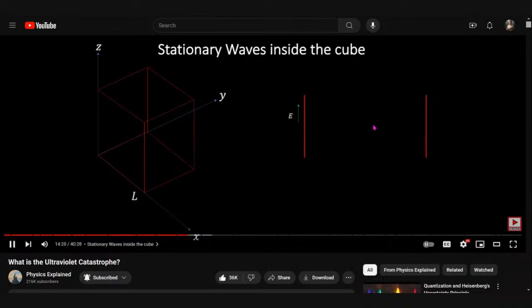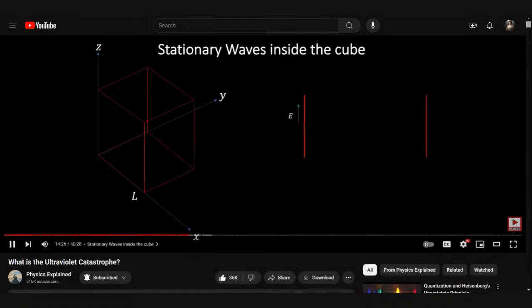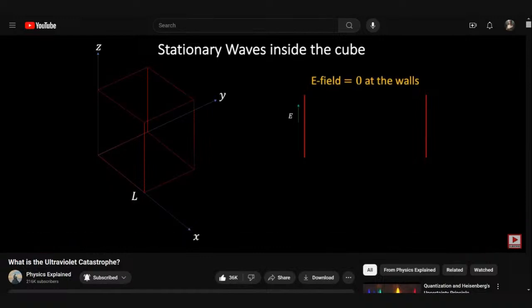A metallic wall cannot support an electric field parallel to the surface, since electric charges can always flow in such a way as to neutralize the electric field. Therefore, the electric field must be zero at the walls of the container. That is, the stationary wave associated with the X component of the radiation must have a node, aka zero amplitude, at x equals 0 and x equals L. These conditions put a limit on the possible wave.